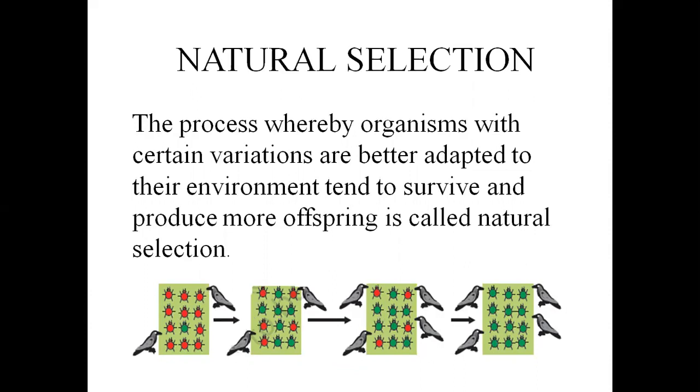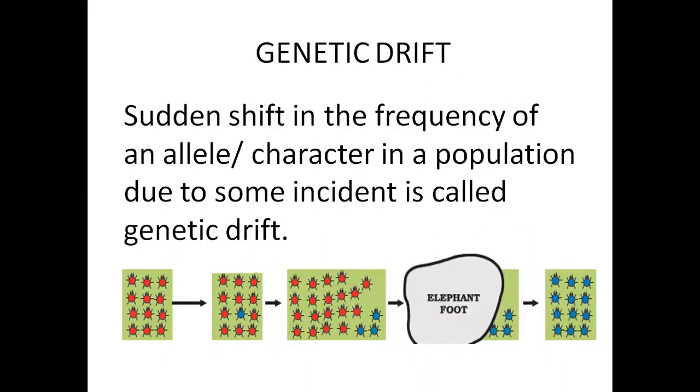Here, the variant which was better adapted to the environment has been selected. So the process where organisms with certain variations are better adapted to their environment and tend to survive and produce more offspring is called natural selection. Now let us study the next thing, that is genetic drift.